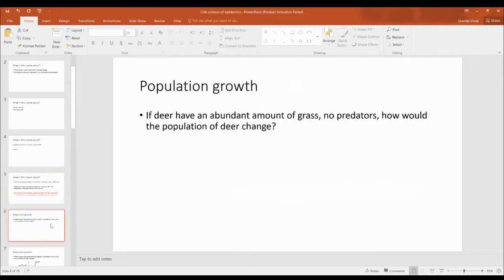Okay. So I want to ask you this question: if deer have a lot of grass, and let's say there are no predators, it's just deer on grass, how do you think the population of deer would change? It would increase by a lot. By a lot, right? How would it go? Let me see the chats. Rapid growth. Yep.